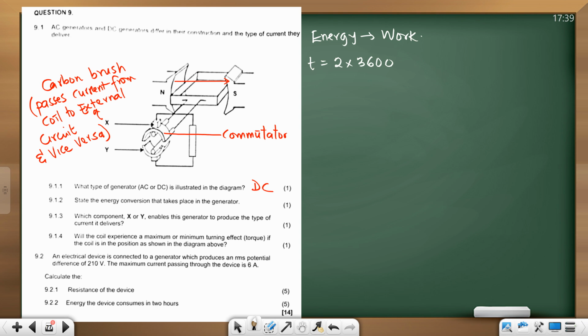Which is 7,200 seconds. What's our formula? If you check your formula page, you'll see W equals VI delta T. Is that fine? I'm not just going to write V, right? It's RMS. What is my VRMS? 210. What is my IRMS? And what is the time?